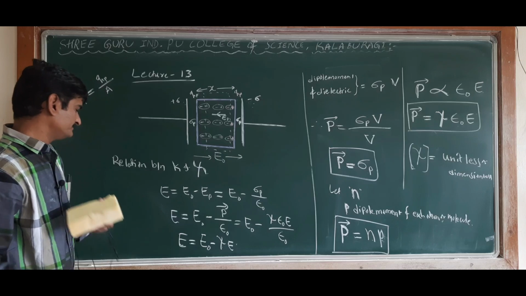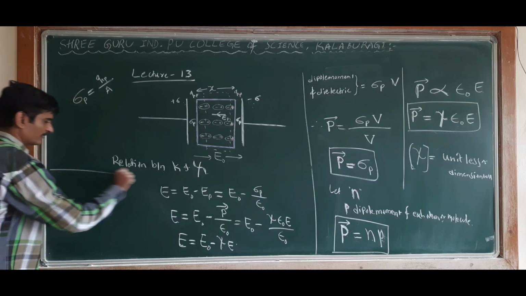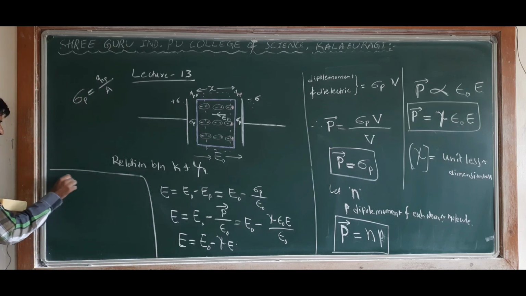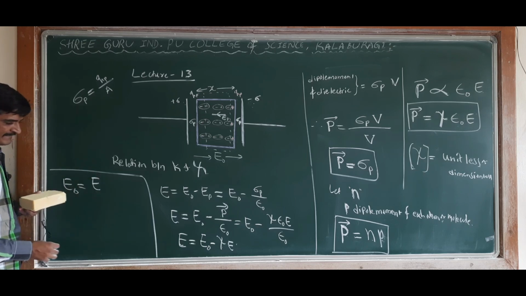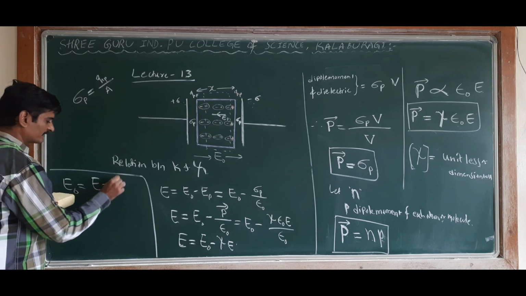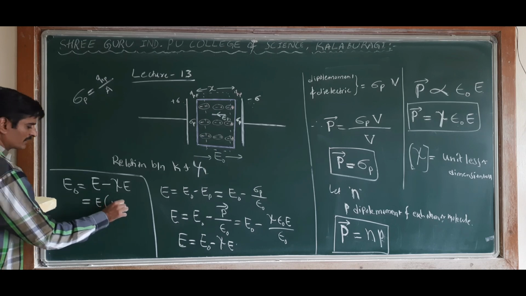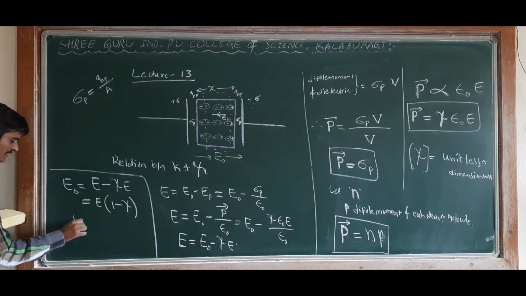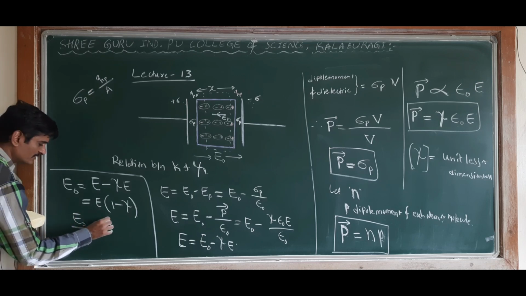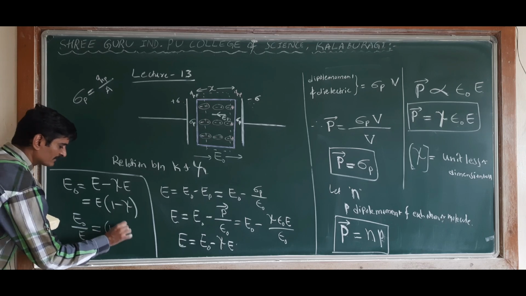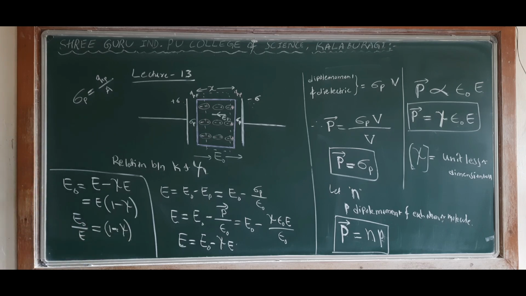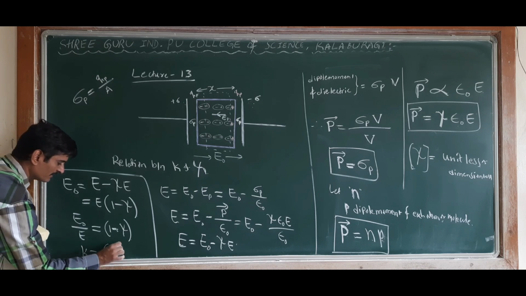So now E naught is equal to E plus chi into E. Taking E common, you get 1 plus chi. So E naught divided by E is equal to 1 plus chi, and E naught divided by E is nothing but the dielectric constant. So therefore K is equal to 1 plus chi.